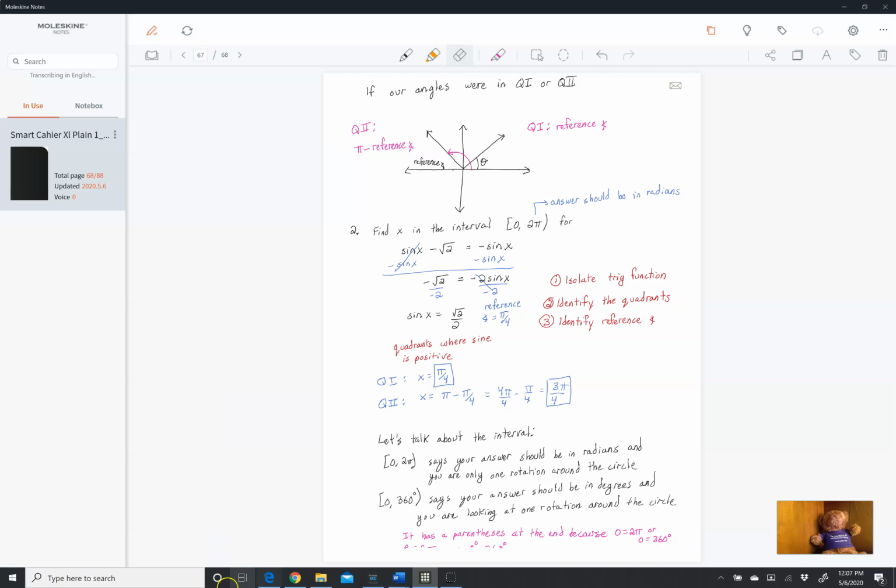So let's get to more solving of equations. And we're going to use intervals and no intervals. And as soon as you start doing it, you're going to get accustomed to it. Okay.